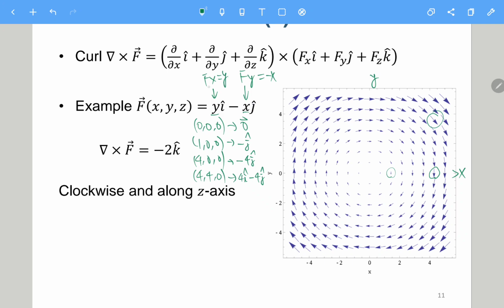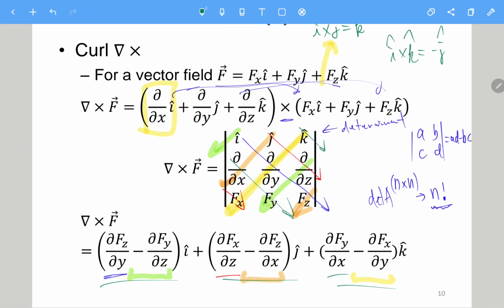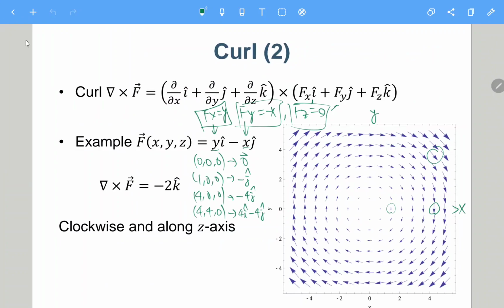F sub x is y. F sub y is negative x. And then F sub z is 0. Then you plug into here, or plug in here, it's also okay. In that case, you will find that the curl of F is negative 2k. I won't go deep into it. You can see this will give you a negative 1, and this one will also give you a negative 1 for the k vector, so it turns out to be negative 2k.